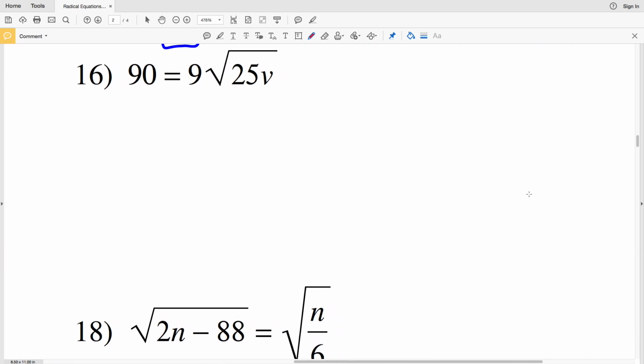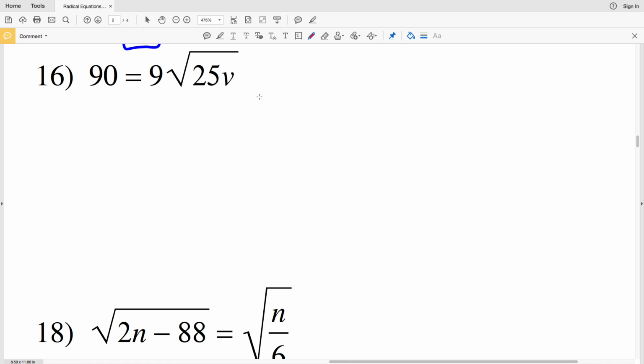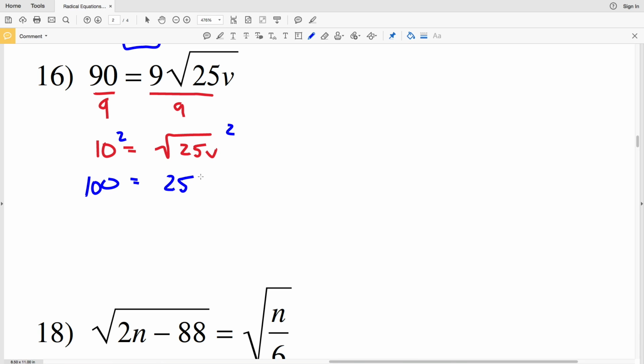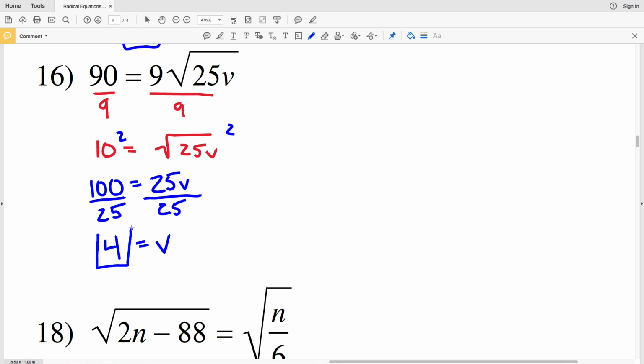Number 16, 90 equals 9 times the square root of 25v. Start by dividing by 9. We'll have 10 equal to the square root of 25v. Now when we square both sides, we get that 100 equals 25v. Divide by 25 on both sides, and we'll have 4 equal to v. So that variable v is the value 4.